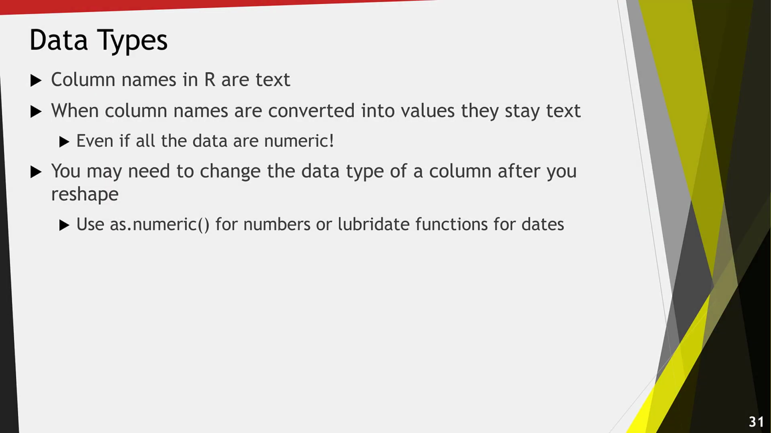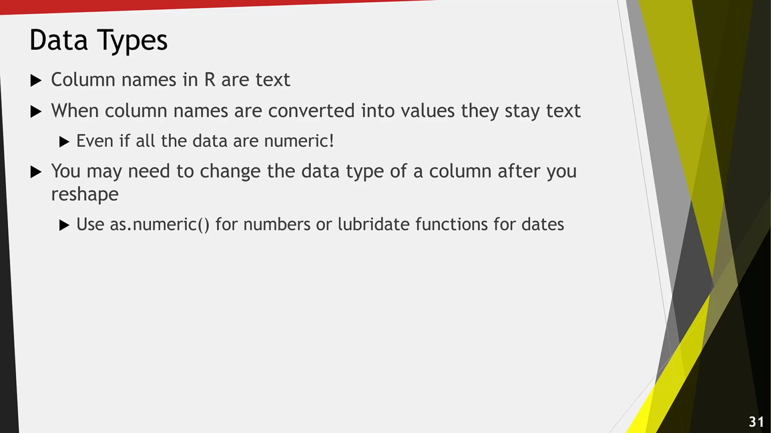You may have noticed in all of the output from these examples, the year column has been stored as text. When analyzing our data, we prefer that the year column be stored as a number, not as a text value. R is always going to convert column names into text values, even if all the data are numeric. So sometimes you might like to change those text values into numbers. Remember, you can do this using the asNumeric function in a mutate statement after you perform the reshape.